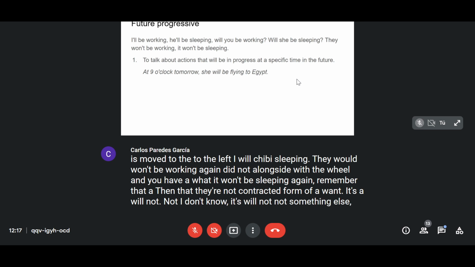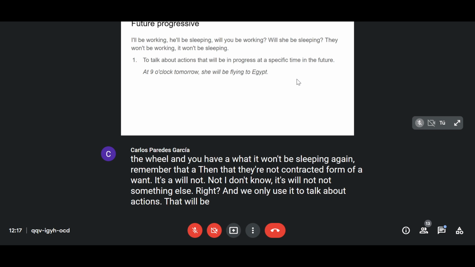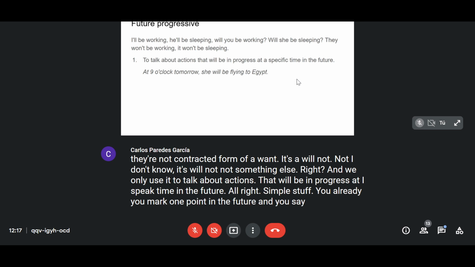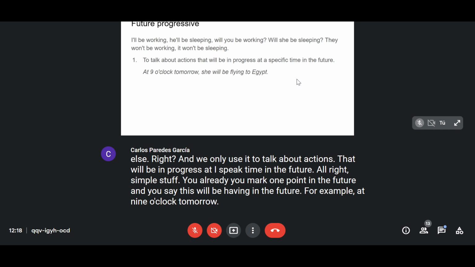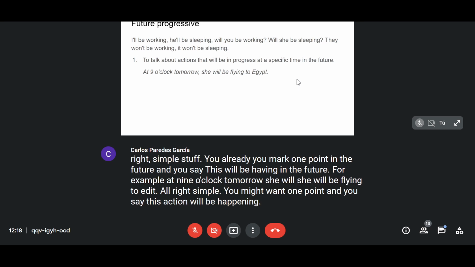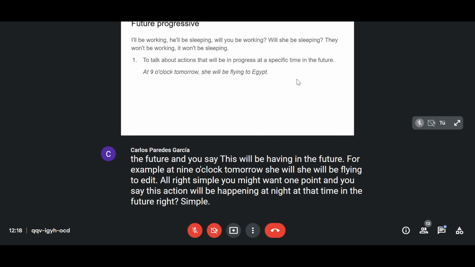Right, and we only use it to talk about actions that will be in progress at a specific time in the future. All right, simple stuff. You mark one point in the future and you say this will be happening in the future. For example, at 9 o'clock tomorrow, she will be flying to Egypt. All right, simple. You mark one point and you say this action will be happening at that time in the future. All right, simple. Any questions?